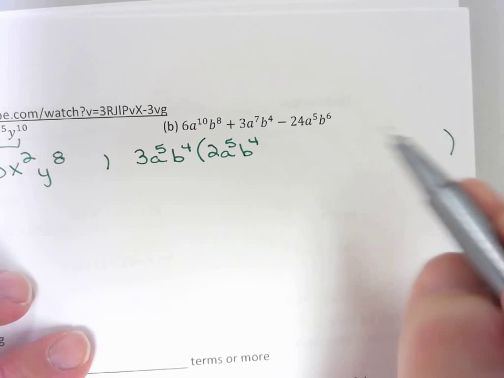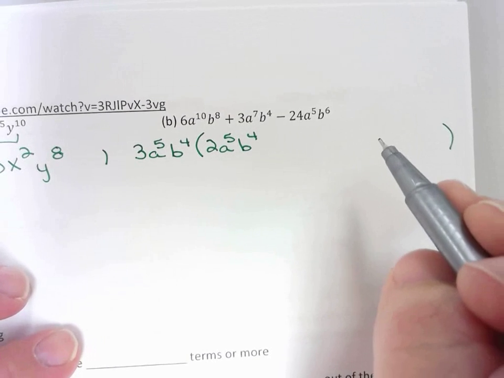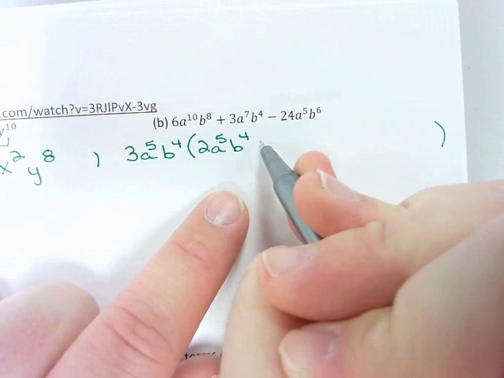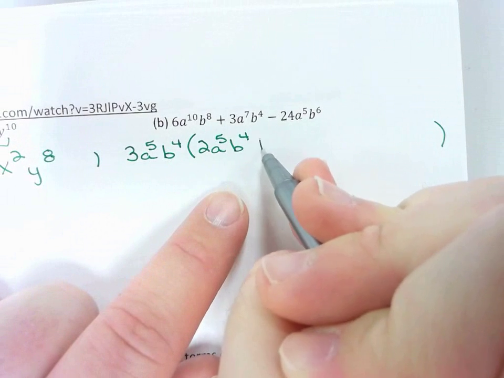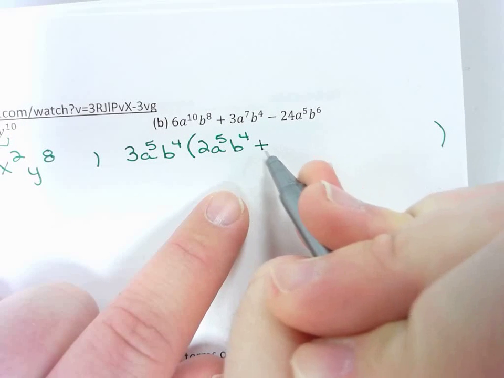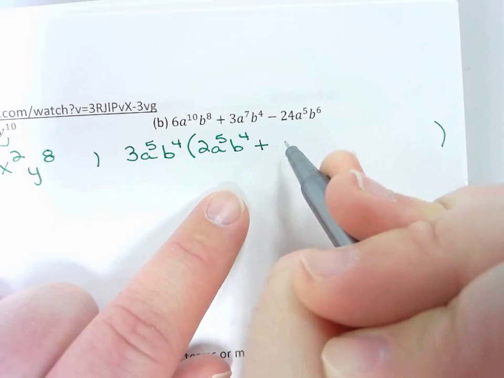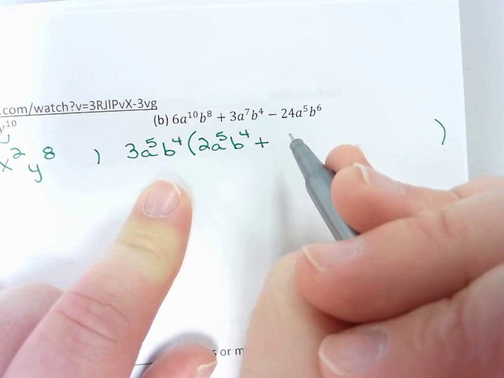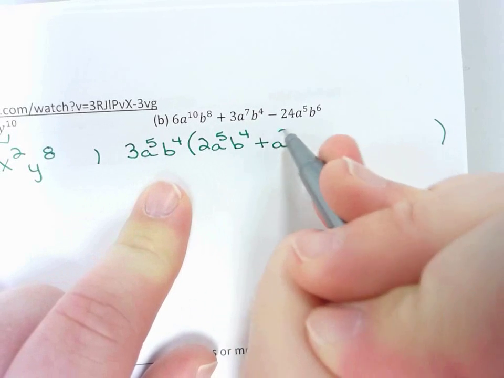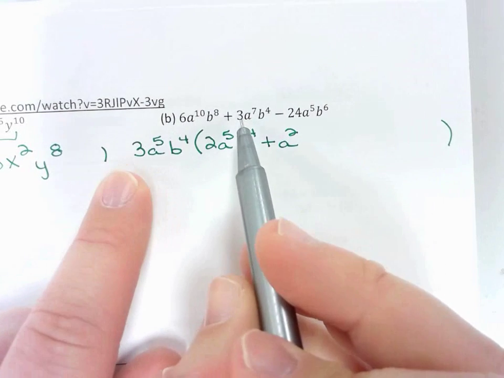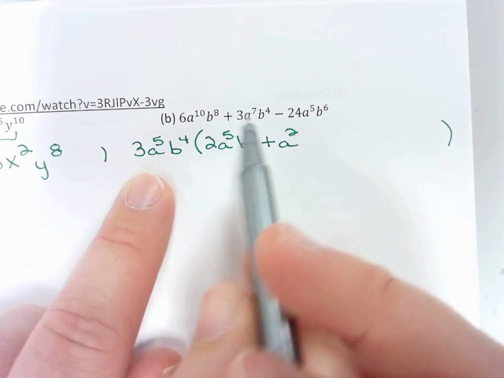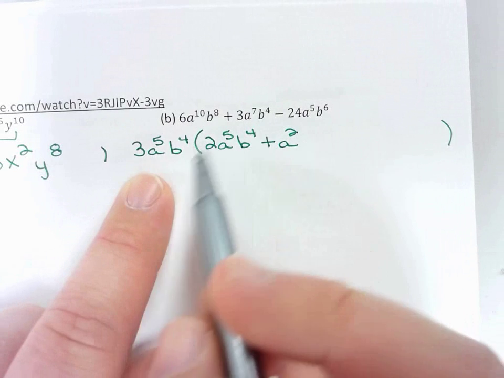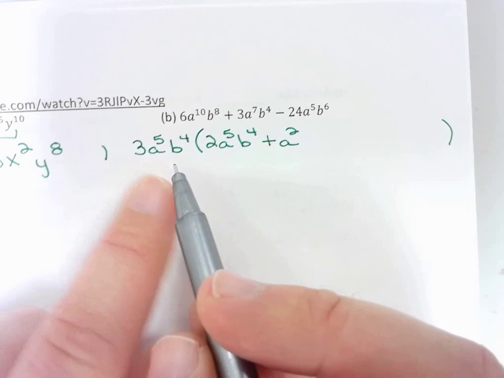The next term, the middle term. What did you have on the middle term? Lydia, what do you have on the middle term? Just the middle one. A squared. Yeah, you're good. A squared. 3 times what gives me 3? 1. I started with a to the 7th. I took out a to the 5th. That's a to the 2nd. I started with b to the 4th. I took out b to the 4th, so there's no b's left.